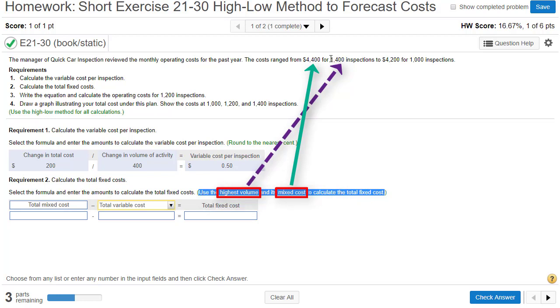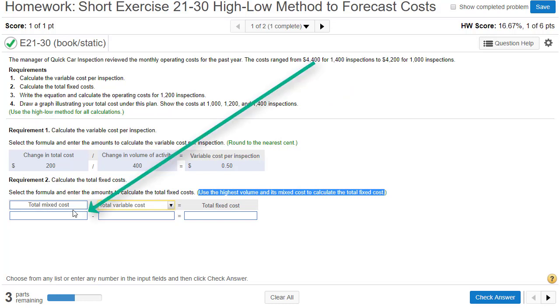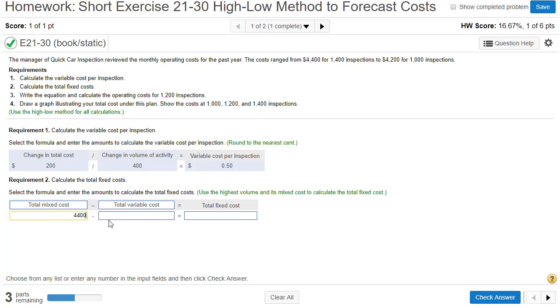And when we use this highest production level, 1,400 inspections, we need the total mixed cost. Well, the total mixed cost at 1,400 inspections was $4,400. So we're going to put $4,400. And then the total variable cost.